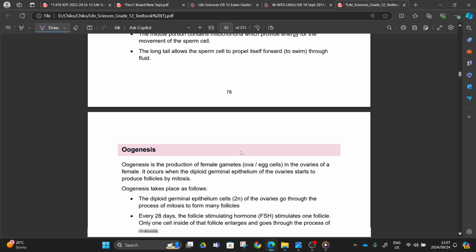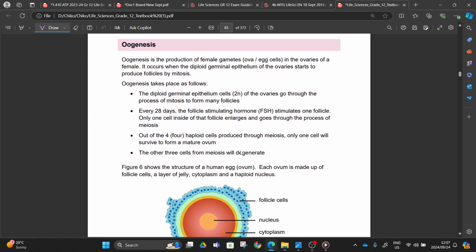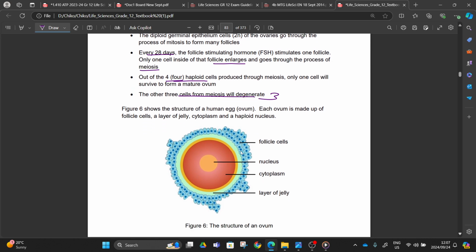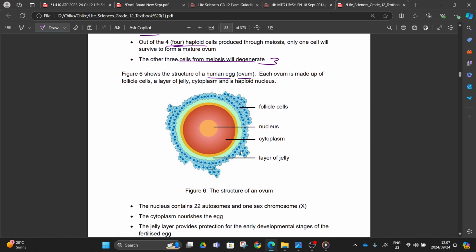And then we have oogenesis. Oogenesis is the production of our female gametes, which are the ova or the egg. We see that the germinal epithelial cells in our ovaries start by the process of mitosis, if you still remember. Then, from mitosis, we see our follicle stimulating hormone at day 28. One cell inside the follicle is going to enlarge and undergo the process of meiosis, and then 4 haploid cells are going to be formed. 3 of them are going to degenerate, and 1 is going to mature to become an egg cell or an ovum, right?